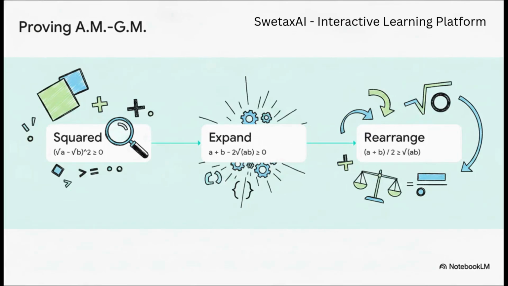But why does this actually work? Let's prove it logically right now so you don't just memorize it, you actually internalize it. Step 1, we start with the universal truth. Any real number squared is positive, meaning it's greater than or equal to 0. So the square of the quantity root a minus root b has to be greater than or equal to 0.